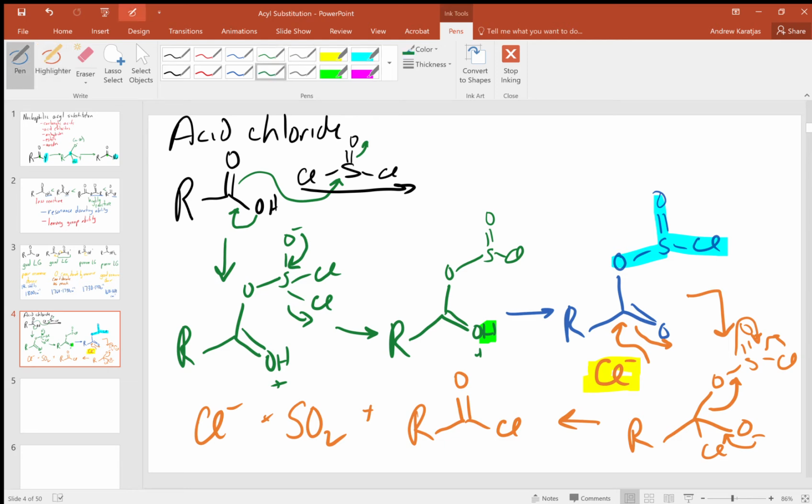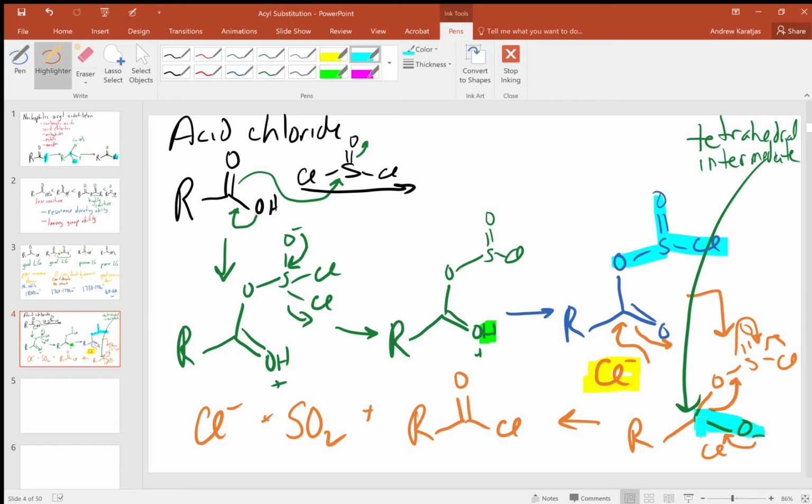That gives us right here, where we did have the carbonyl, our tetrahedral intermediate. In our second step, the carbonyl reforms by the oxygen adding in its lone pair, and it kicks out our leaving group, giving us our product.